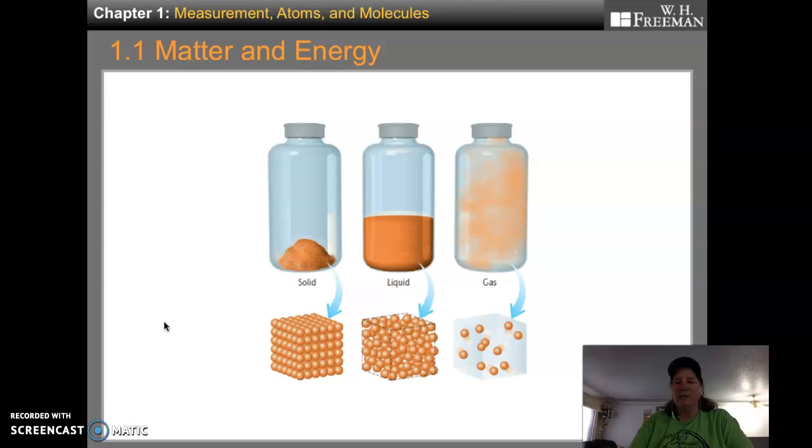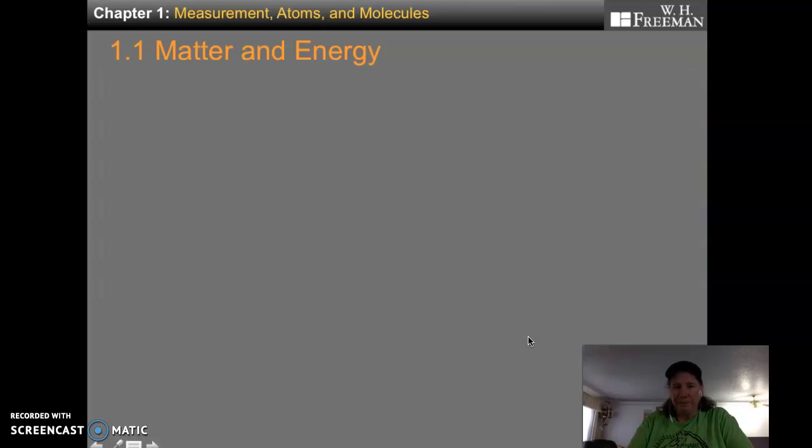Again, just look at the particles. Really close, that's your solid. In a liquid, they're a little farther apart. And in a gas, they're really far apart. So these two actually have similar characteristics. These two are close together. These are way far apart. And again, these particles move as far apart from each other as they can.